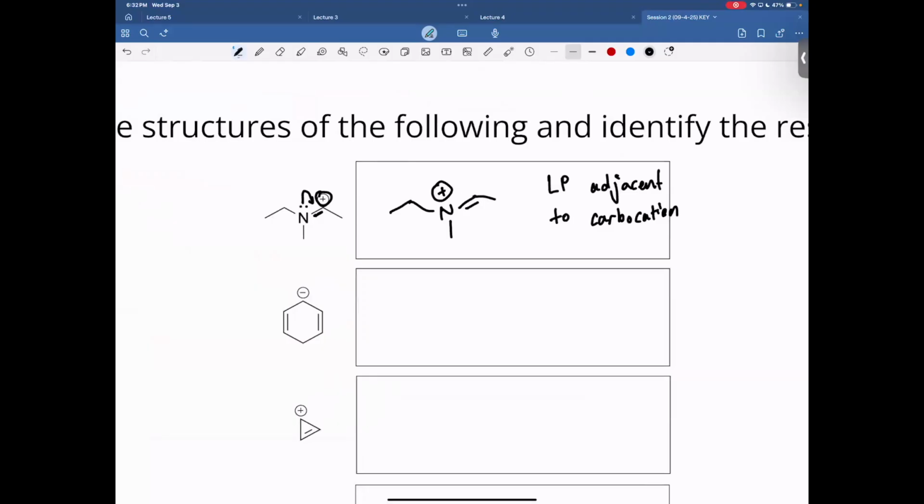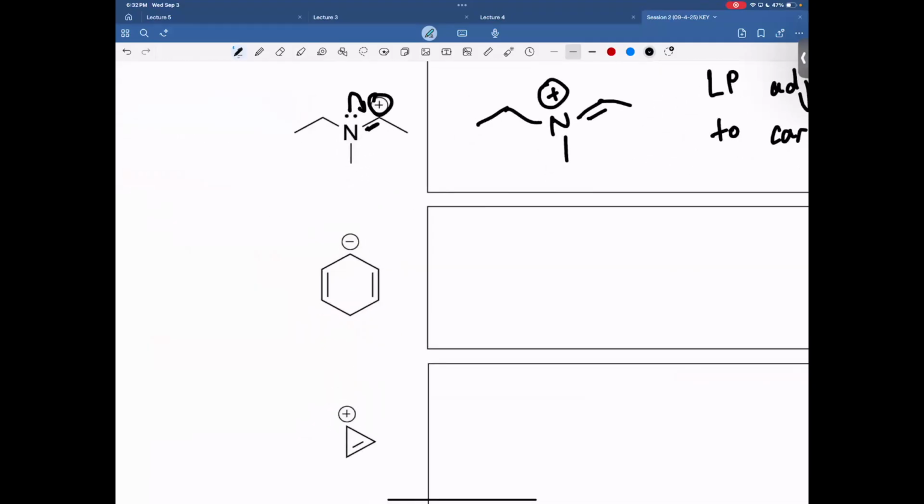All right. So for this one, we've got a carbon anion here. That means this carbon has a lone pair, and we can do an allylic lone pair here because we can take this lone pair and make it a double bond, and then take this double bond out and make it into a lone pair. So you're going to get this structure, right?